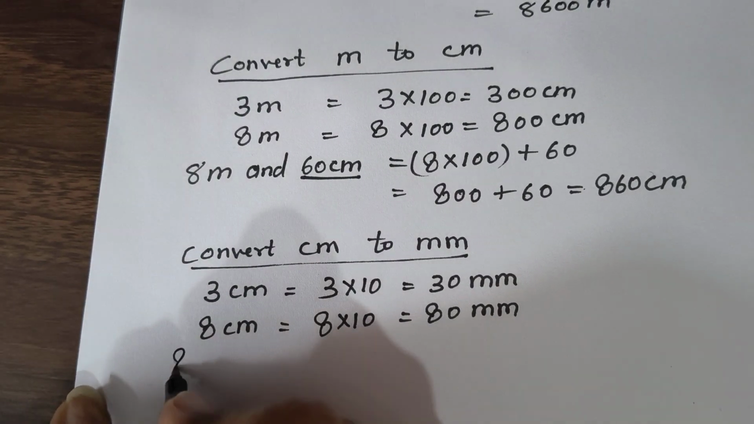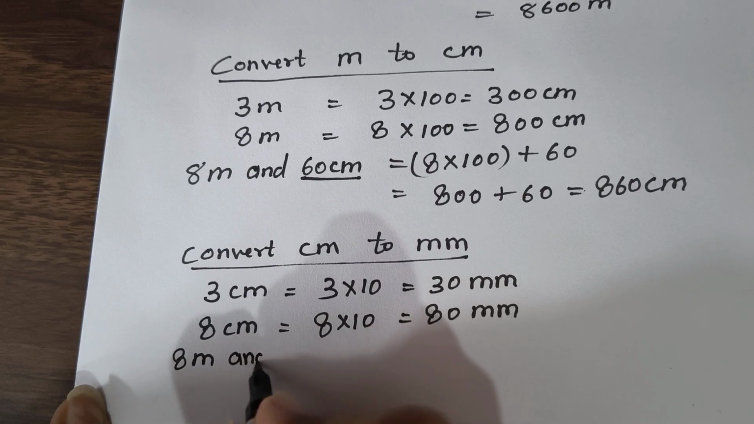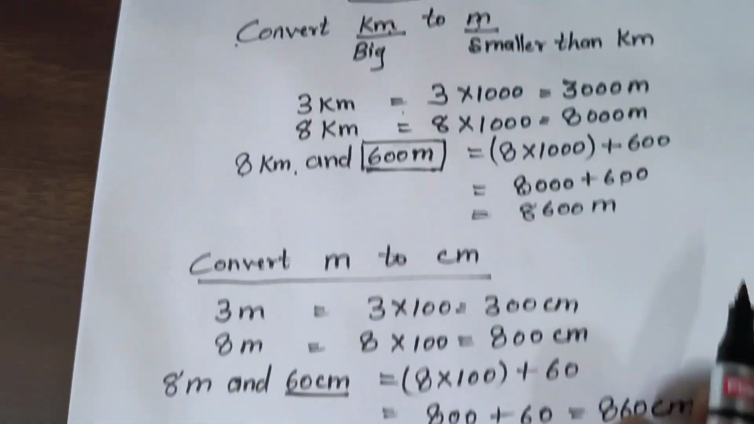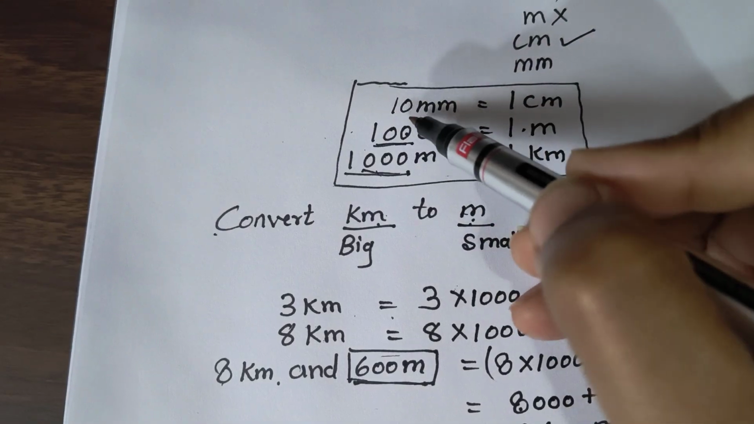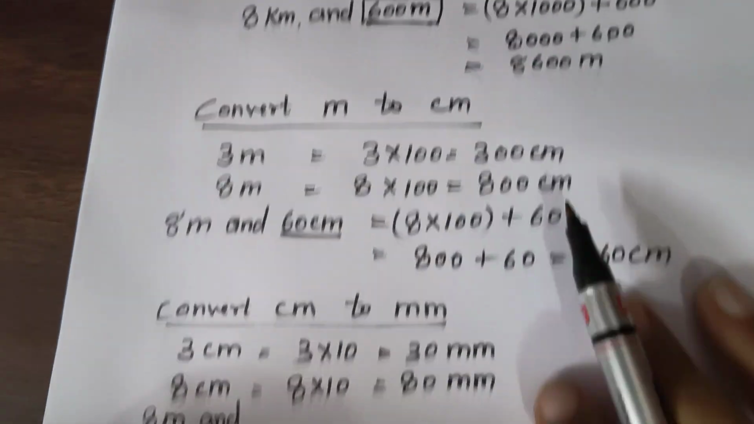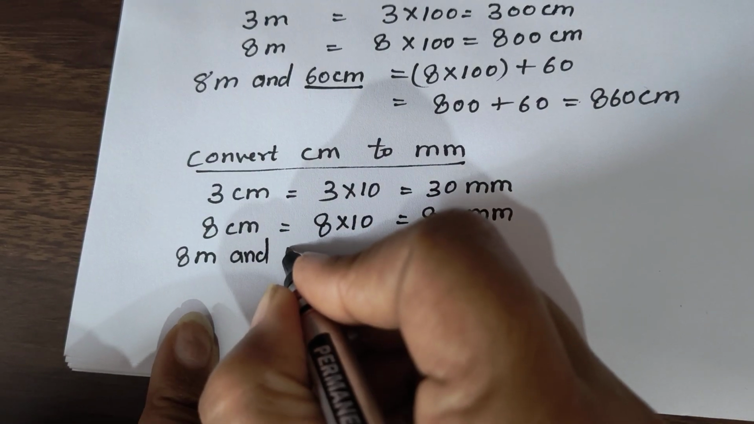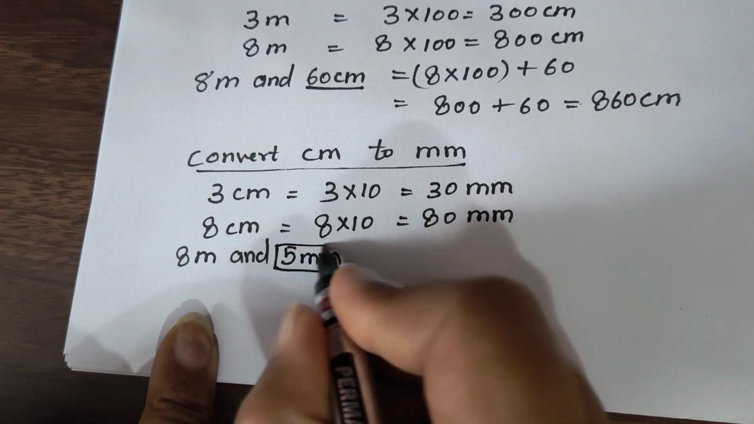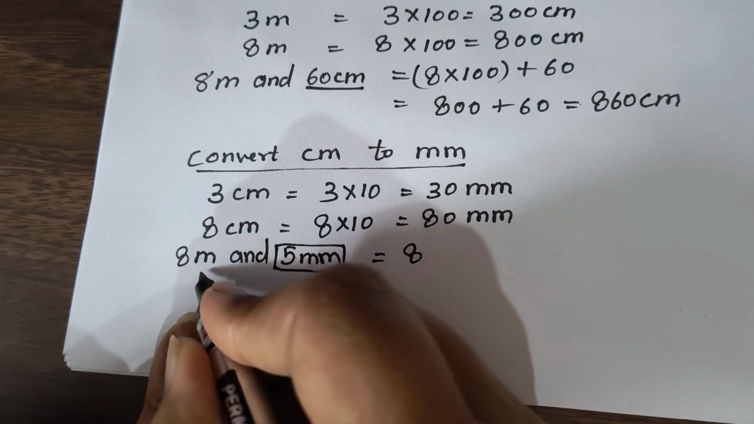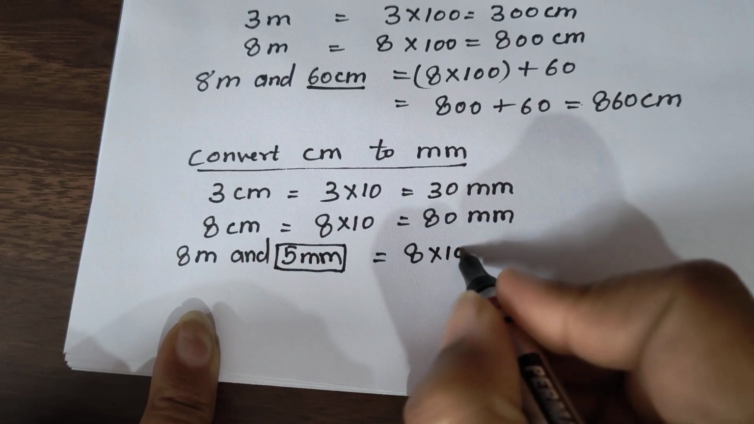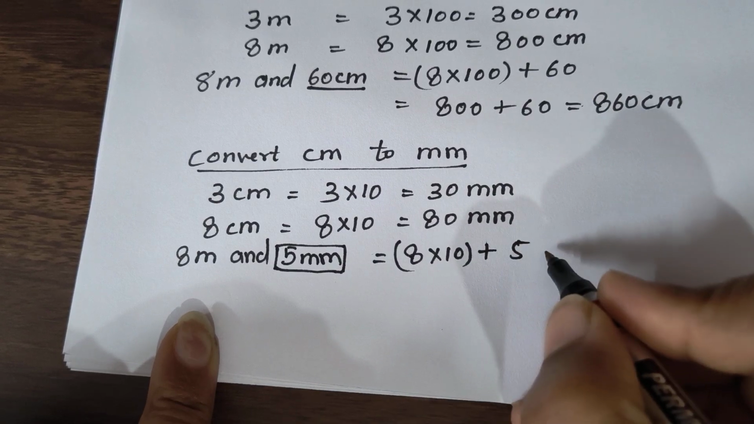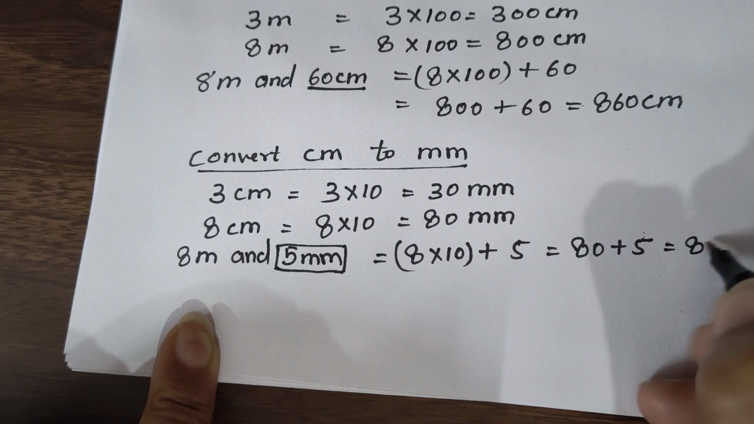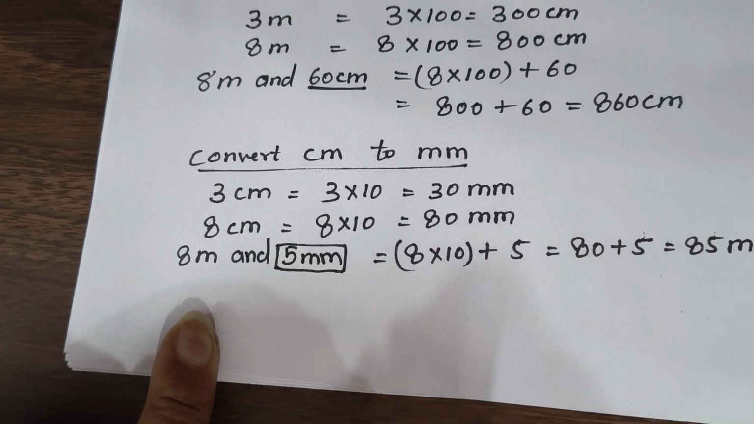Understood? Same way, if it is 8 centimeter and then because it is the relationship only 10, यहाँ पे only 10, so less than 10, the number should be less than 10. तो हम करेंगे 8 centimeter and 5 millimeter. So here this is already millimeter, we will not change it, we will change only 8 centimeter. 8 multiplied by 10 plus 5 is equals to 80 plus 5 is equals to 85 millimeter. Got it?